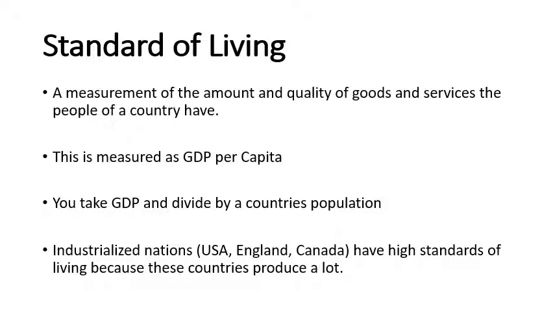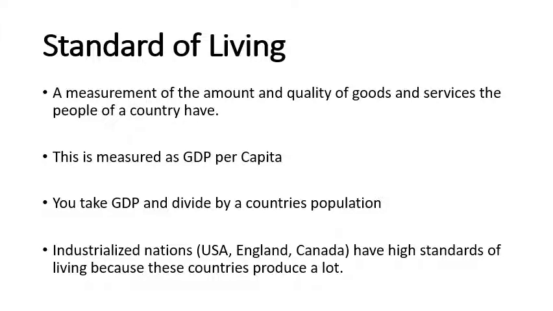Now, standard of living. This is our third economic measurement. It's a measurement of the amount and quality of goods and services that the people of a country have. Okay, how do we figure out what that is? Well, we would take our GDP and we would divide it per capita. Now, capita means per person. So say, for a very easy example, we have a country where the GDP is $100 and there are 100 people that live in that country, we would take $100 and divide it by 100 people, or capita, and we would come up with a GDP per capita of $1. Okay, $100 divided by 100 people would be $1 per person. Okay, that would be how we would measure the standard of living.